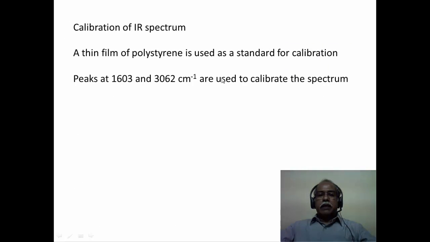In order to calibrate the infrared spectrum, a thin film of polystyrene is generally used. This is a standard sample, and the calibration peaks are at 1602, which is because of the C double bond C stretching frequency of the polystyrene, and the CH stretching frequency of the polystyrene, which occurs at 3062. These two peaks are used to calibrate the infrared spectrum.